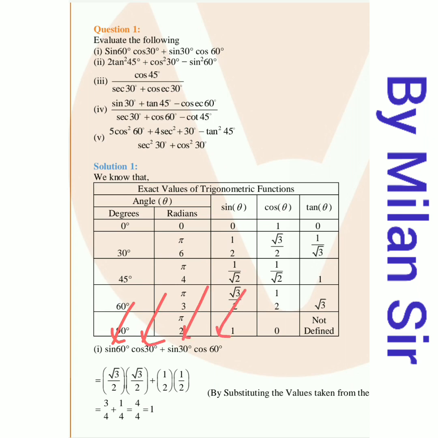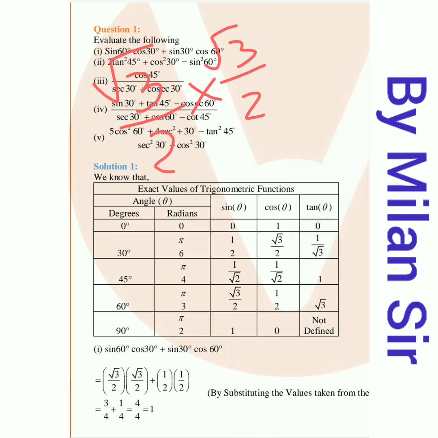So first sin 60 is equal to under root 3 by 2. Then into cos 30, and value of cos 30 it is under root 3 by 2, right? Then plus sign is there. Sin 30 it's 1 by 2 and cos 60 it is also 1 by 2.